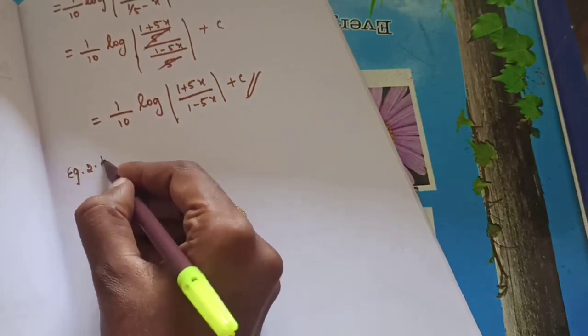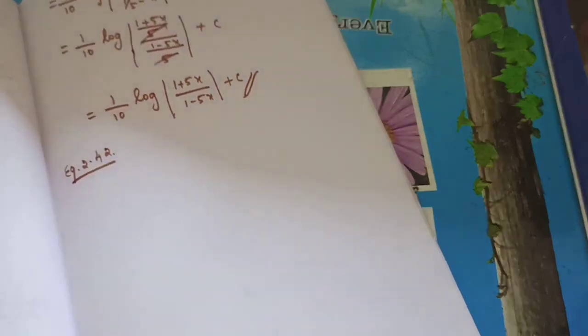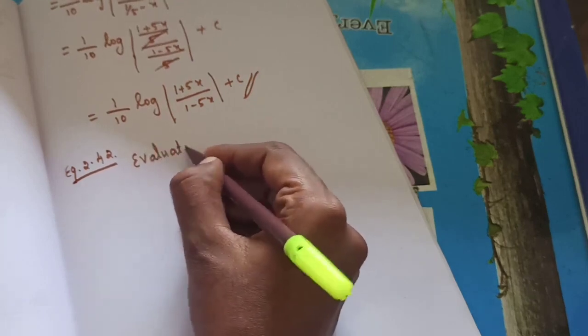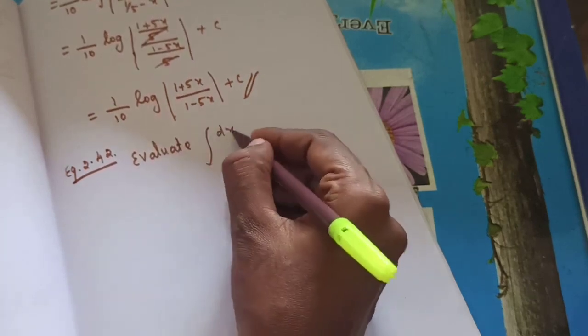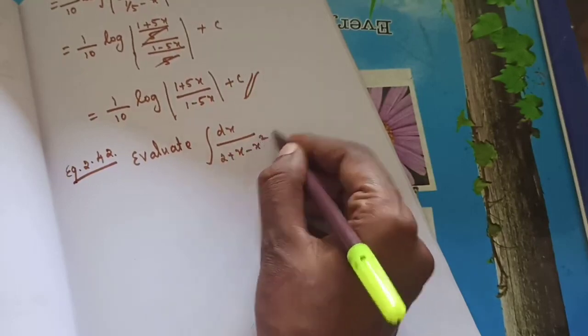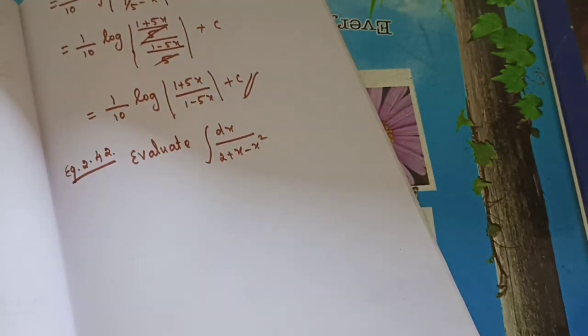Example 2.42. Evaluate the integral of dx divided by 2 plus x minus x square. Okay, listen here, children. Now this problem is somewhat different. First you need to check how the numerator and denominator are. In the denominator it's a quadratic equation. I said already, if it's a quadratic equation, you need to solve by using which method?